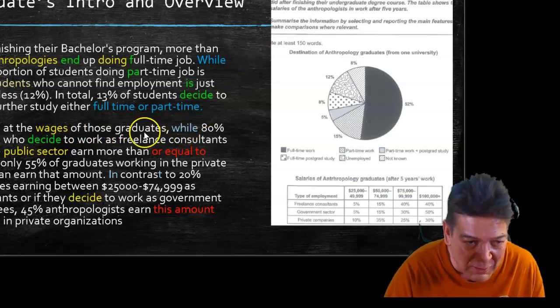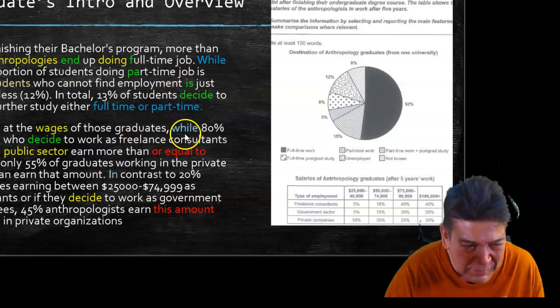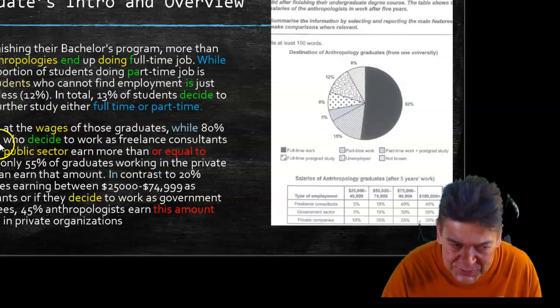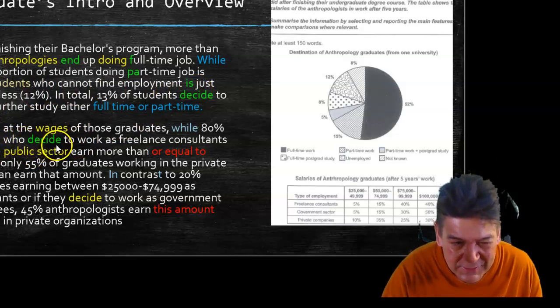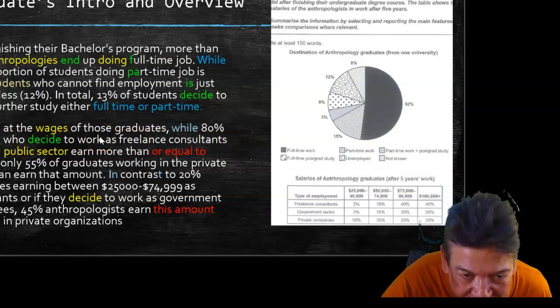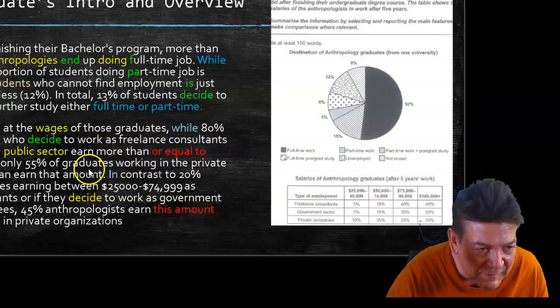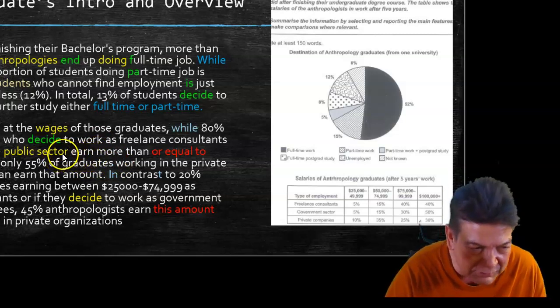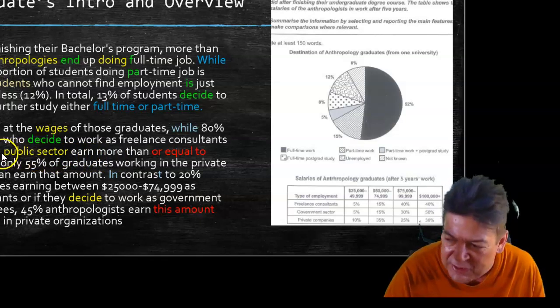While. Once again, we got while. And again, it sort of worked there, but not really. While 80%, yay, of those who decide. Once again, decide. You're overusing it, and do they really decide? Okay, I guess in this case they do. Decide to work as freelance consultants. Is that what it does? It says they are, oh yeah, freelance consultants, okay. Or in the public sector, okay, sure, or in the public sector.